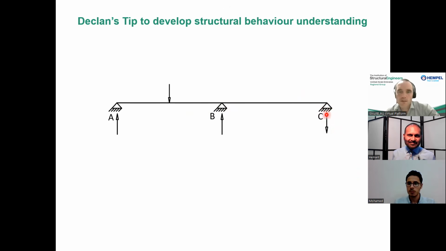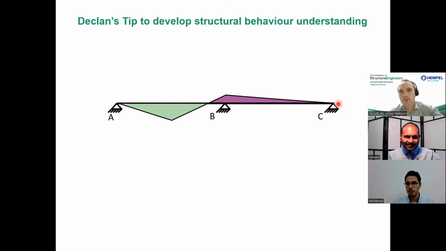So now we know that the reaction at C is downwards, A and B is upwards, and we know the action on the beam. So we can now start to visualize the bending moment and the deflected shape. So with the bending moment, you start at this point here, and you know that because we had to push the top of the beam down, that you're going to get tension on the top of the beam.